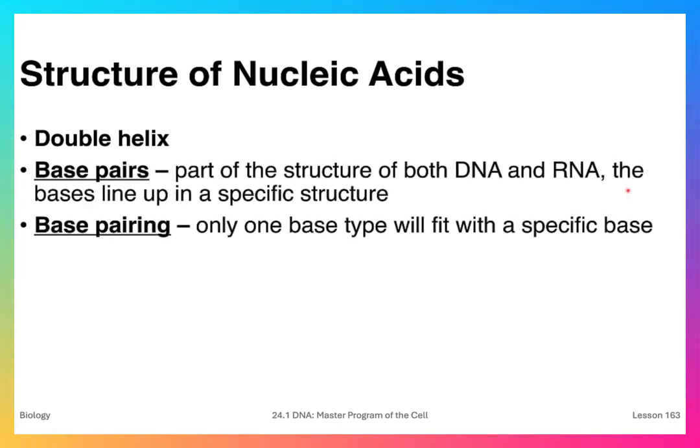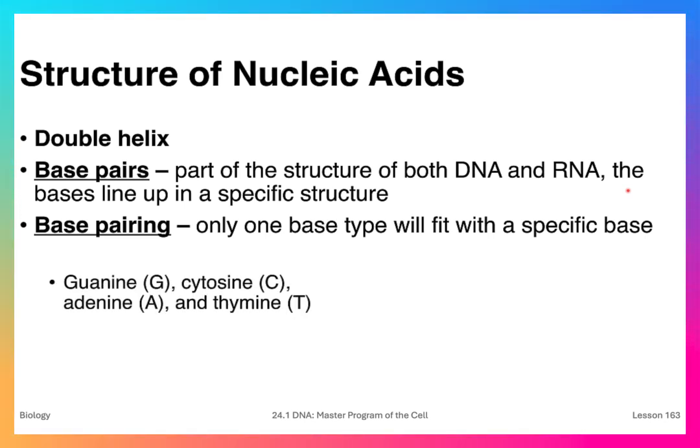Now, as I said, the double helix is put together and there are base pairs which act as the rungs of the ladder. And the rungs of the ladder are formed by complementary base pairs. And the base pairing is the fact that only one specific base will fit with another specific base. And this is shown here that guanine always pairs with cytosine and adenine always pairs with thymine in DNA. And if we're talking about an RNA molecule, the pair partner for adenine is uracil.